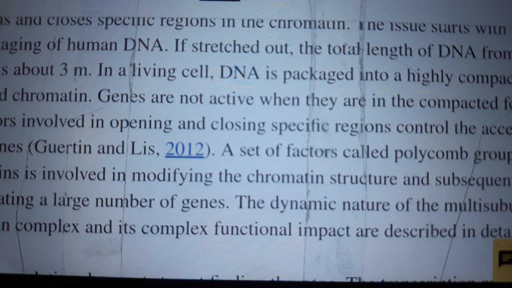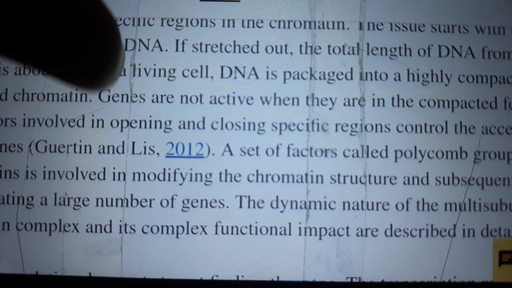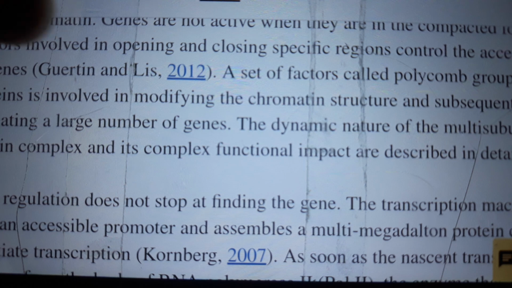The total length of DNA from a human cell is about 3 meters. In a living cell, DNA is packaged into a highly compact form called chromatin. Genes are not active when they are in compacted form. So the factors involved in opening and closing specific regions control the accessibility of genes.